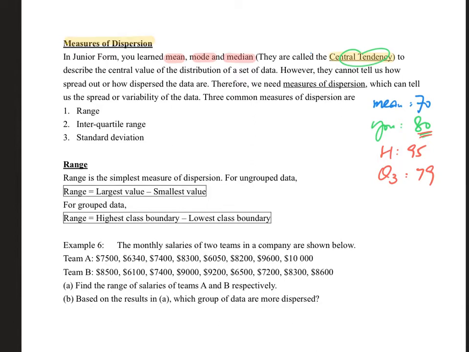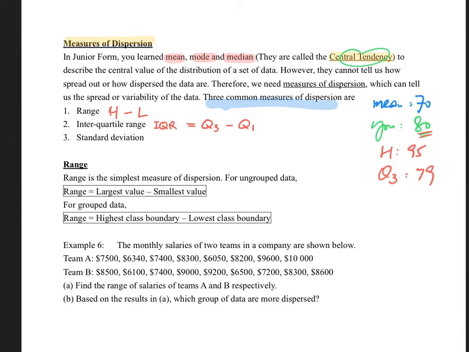Now let's start with the three common measures of dispersion that you will learn in this chapter. The first one is called range, which is the highest value minus the lowest value. Number two is a new term called interquartile range, and sometimes in short we'll write IQR in our notes, which is equal to Q3, the upper quartile, minus Q1, the lower quartile.